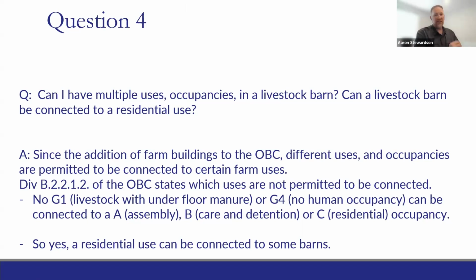But a G2, you are allowed to have some of those things, right? A G2 could be a barn. It could also be a repair shop. It could be equipment storage. It could be a riding arena. Those things can have a residential use connected to it, right? Now, the biggest thing to point out is that the main use should be the farm, and then the secondary use or the subsidiary use should be the residential, right? So you are allowed to have those connected now.